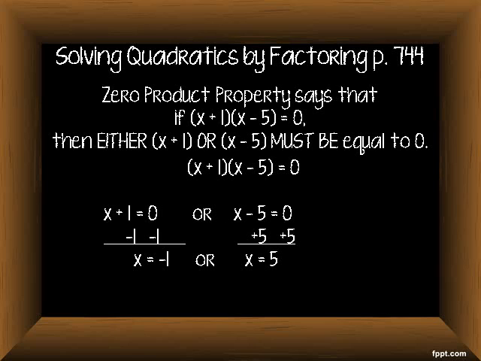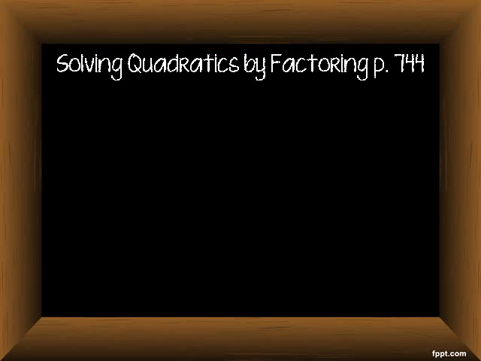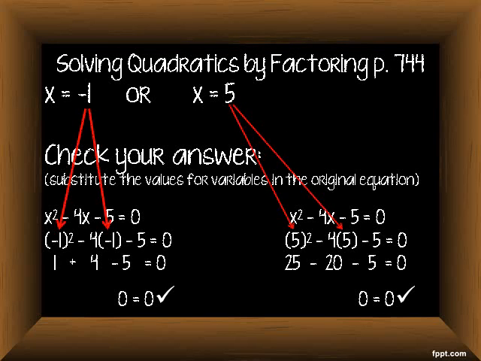And as you've learned already, a good way to check your answer is to substitute the value that you just found for the variable. So go back into the original equation and plug in -1 for all your x's and solve and make sure it's correct. And then do the same thing with your 5, plugging them right into the original equation to make sure they work.